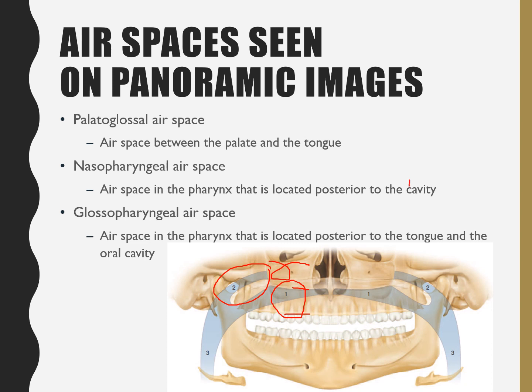Then we have the glossopharyngeal airspace. This one is the airspace of the pharynx that's located posterior to the tongue and the oral cavity. If my tongue is here, lower than the nose, then the glossopharyngeal airspace is this number 3, okay? So think about it like that. The palatoglossal will be between the palate and the tongue, the nasopharyngeal between the nose and the throat, and the glossopharyngeal between the tongue and the throat.